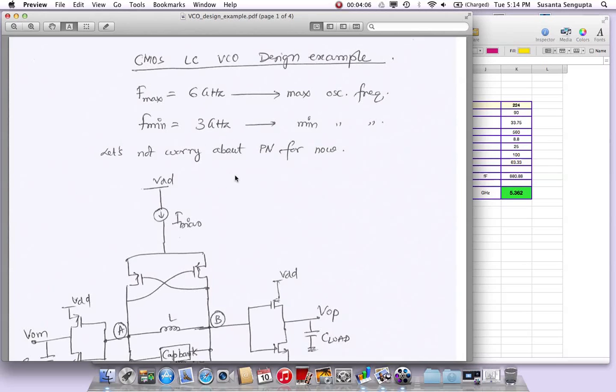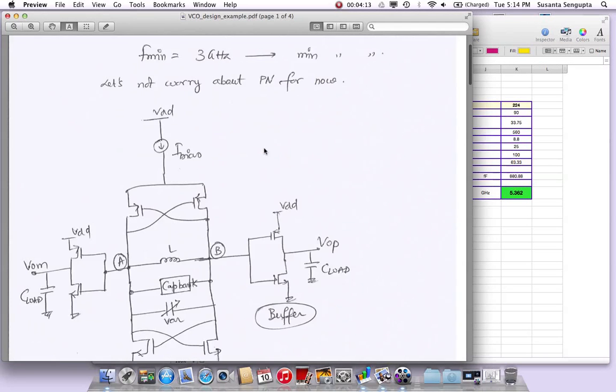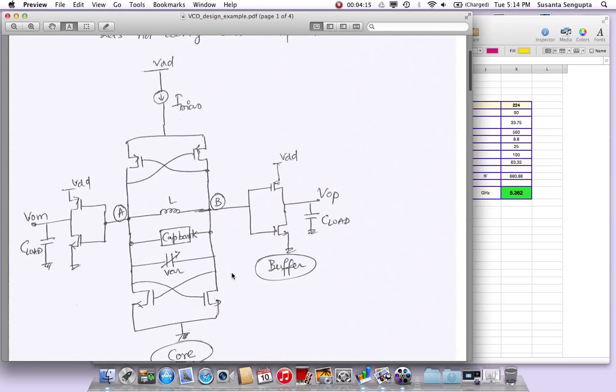Let's not worry about phase noise for now, because phase noise is better left to the simulator to derive. But before I go to the simulator, can I actually do a VCO design as shown here, with the topology that I've discussed before on paper, using some hand calculations? That's what it's targeted for.